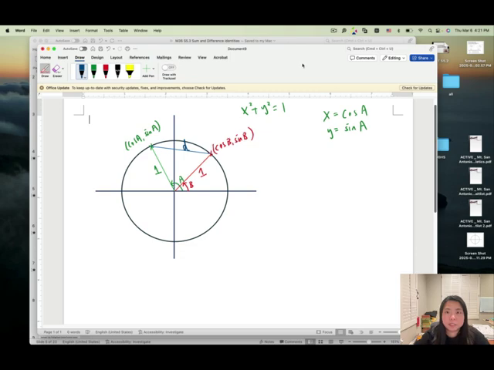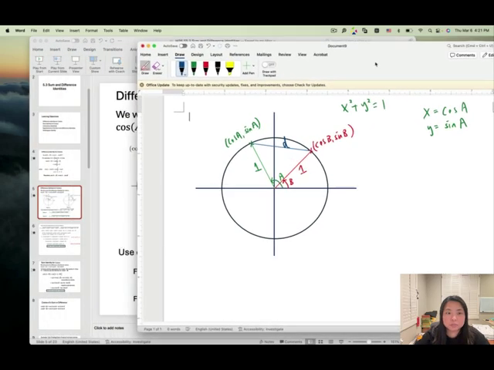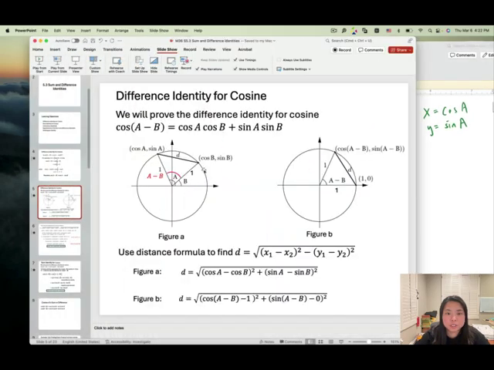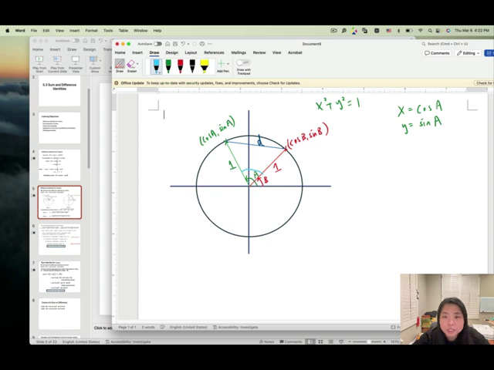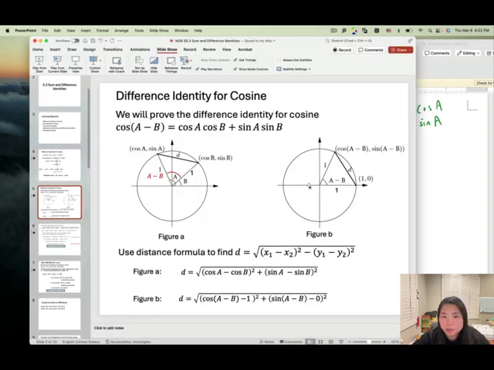Now, go back to my picture here. You're going to see this picture, this is what I just did. Inside the triangle, there is an angle, which is angle A minus angle B. The whole angle A, take out the angle B, will be equal to the angle in this triangle, A minus B. Then we're going to shift this triangle into figure B here.